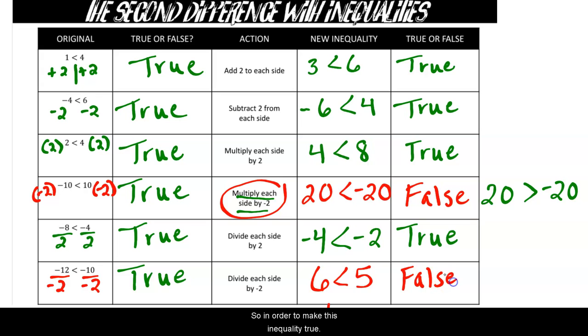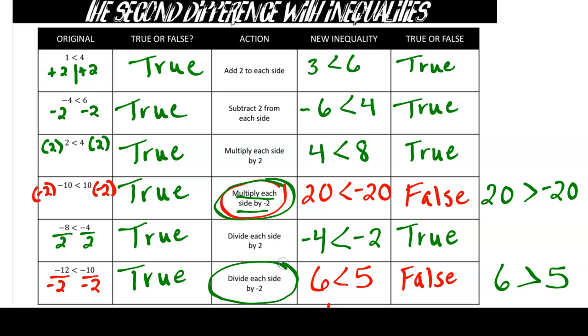So in order to make this inequality true, we would need to flip the sign, and instead of 6 is less than 5, we would say 6 is greater than 5. I want you to notice when we multiplied or divided each side of the inequality by a negative number, it caused the relationship to change, and we had to flip our sign. And this is the second difference with inequalities. It has to do with the fact that sometimes you have to flip the sign.